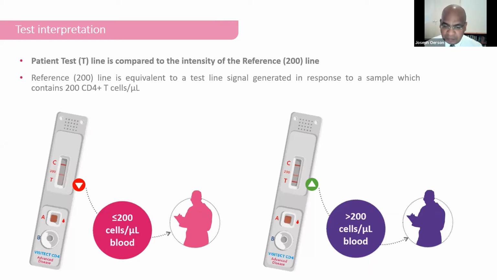On the right-hand side, the test line is more intense than the reference line. Then you read the result as below reference. Now, the 200 is important because we know that that's how WHO defines advanced HIV disease, as those having a CD4 count of less than 200.